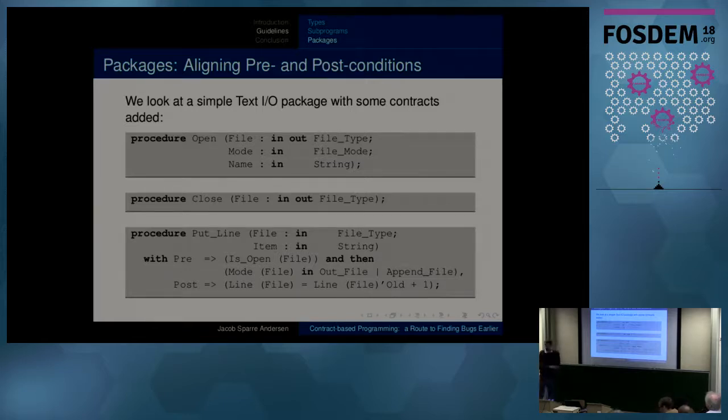We look at a subset of the Ada standard package, Ada.Text_IO. It has a procedure for opening a file, one for closing a file, and Put_Line for writing a line of text out to a file. Here I've added some pre and post conditions already. This one was the same as for Put. And then additionally, I say that the line number of the file is incremented by one after the call.